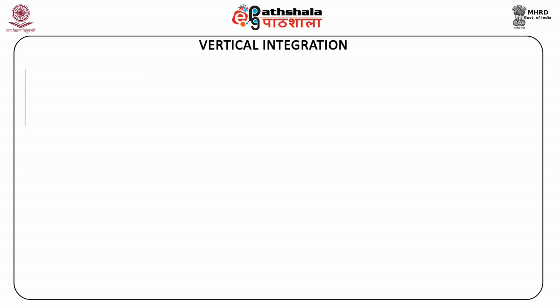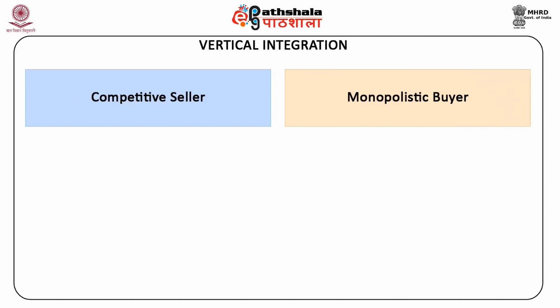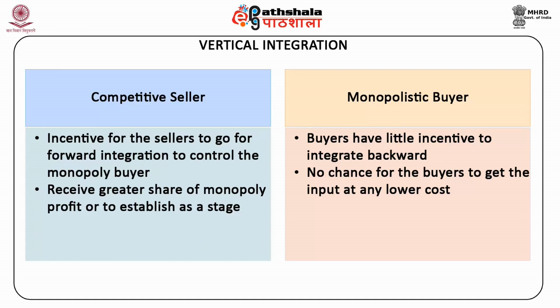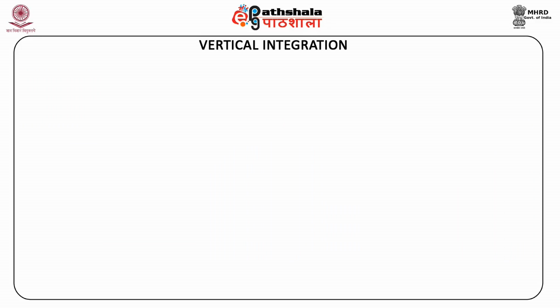Third is the market structure 3 with competitive seller and monopolistic buyers. In case the seller stage is competitive and the buyer stage is monopoly, the buyers have little incentive to integrate backward, as there is no chance for the buyers to get the input at any lower cost. However, there is an incentive for the sellers to go for forward integration to control the monopoly buyer and receive greater share of monopoly profit, or to establish as a stage 2 producer if entry conditions permit.